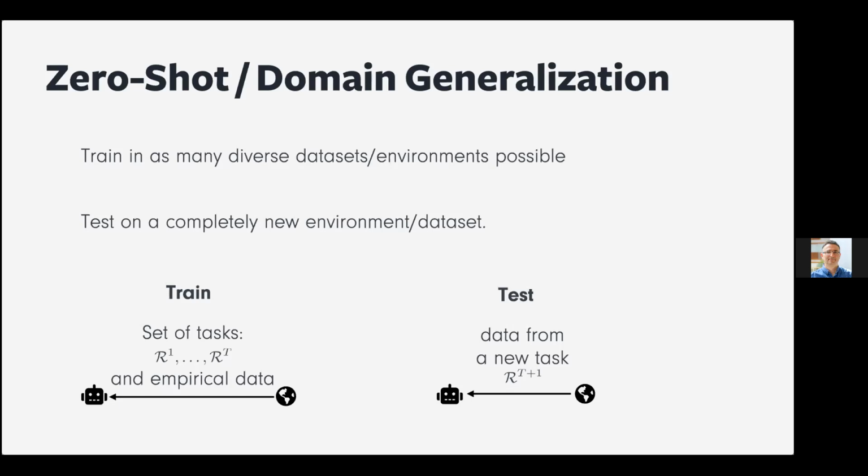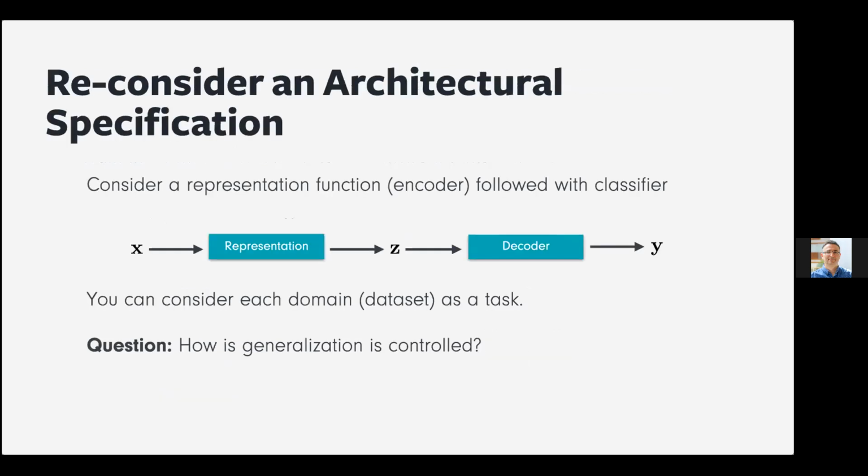So I have a set of tasks, T tasks, a bunch of empirical data. All I want is for this thing to generalize to the next point. This makes sense intuitively, but I think intuitive sense doesn't cut it. We need some reason to believe that it will work, right? So we need some guarantees that it will work.